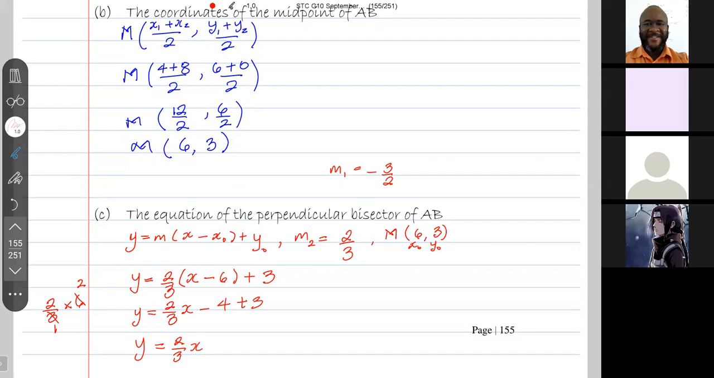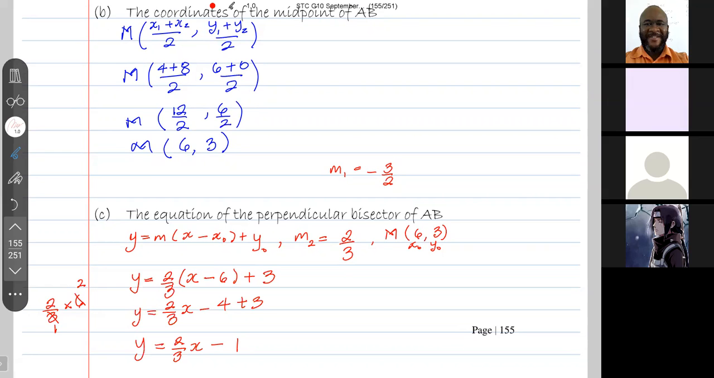What is minus 4 plus 3? Anybody? -1. If the signs are different, subtract and keep the sign of the larger number. So guys, Y is equal to 2/3 X minus 1 is the equation of the perpendicular bisector.